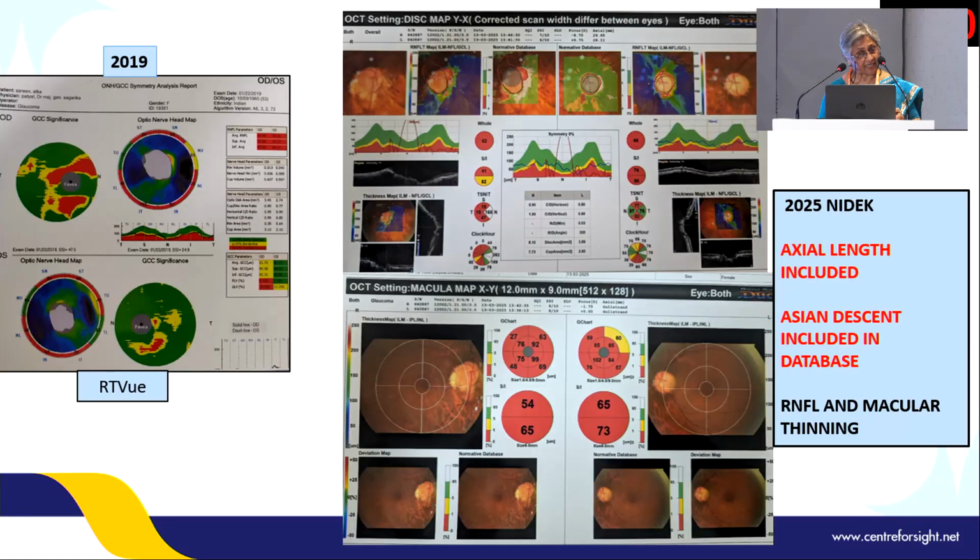Then in 2019, same thing. But now we come down to the NIDEC. NIDEC gives us, this is a special thing, the axial length is included and Asian descent. Remember, we cannot have Caucasian data, we can't compare oranges and apples. So it's this Asian descent was included, and we find that there was both RNFL as well as macular thinning.